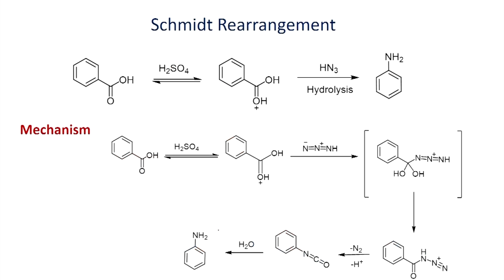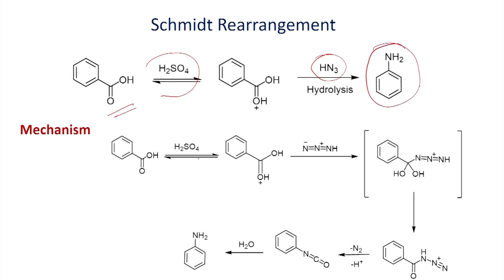So far we have seen the Hofmann and Curtius rearrangements. Now let us look at Schmidt rearrangement. Here, as you can see, the reaction of carboxylic acid is shown when you react with HN3 in the presence of acid, and you will be able to form amine as the product.